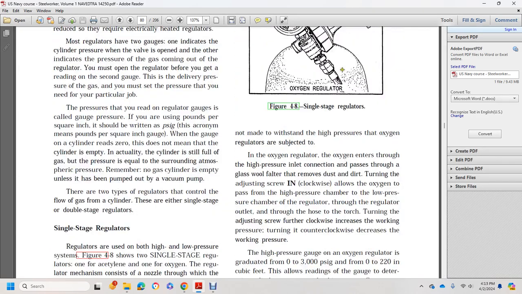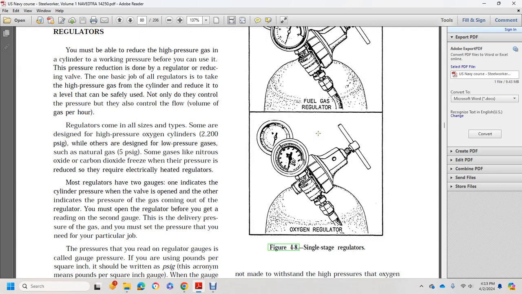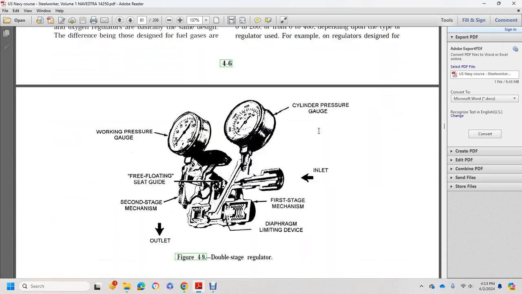We're going to go back and look at the picture, which shows the fuel gas regulator and then an oxygen regulator, a single stage regulator. This shows the double stage regulator: working pressure gauge, free floating device, safety seat, second stage system, first stage system, mechanism, lifting linear, cylinder pressure gauge, inlet and outlet.